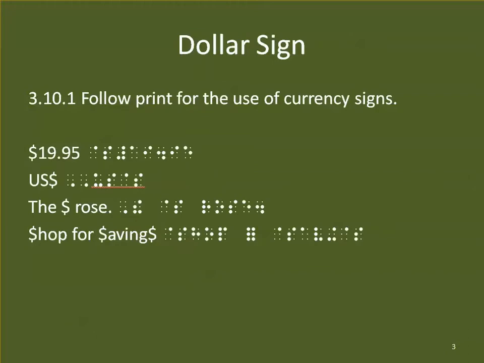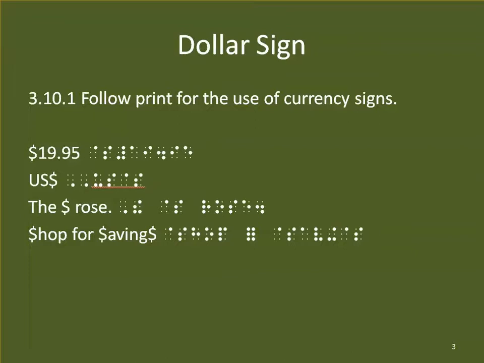We follow print, as always, for the use of currency signs, whether it's spacing or where it appears, it doesn't matter. We are still going to use the .4s. It can't be confused with anything else, so it works very nicely with all sorts of contexts. Notice for this first example, $19.95. We have the dollar sign. We still need that numeric indicator, and the decimal point is still a dot. So a dot is a dot.